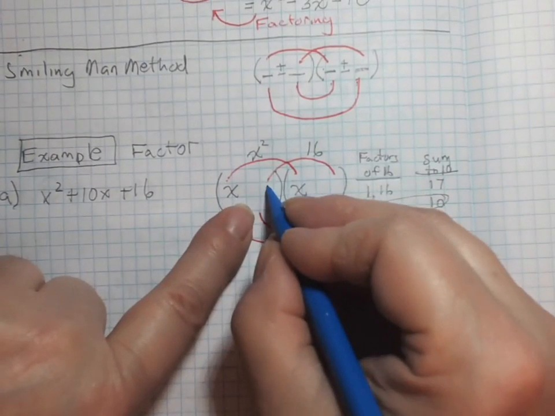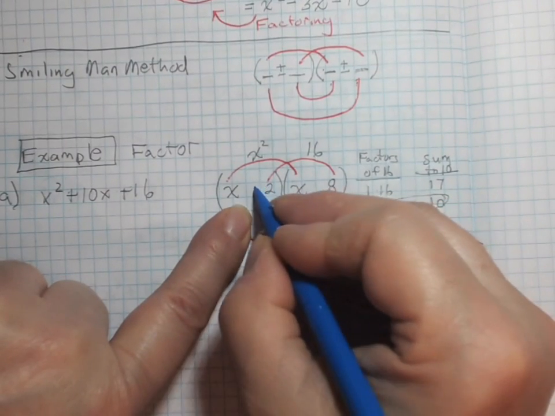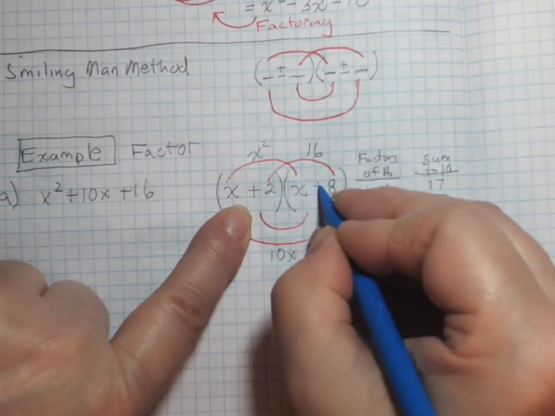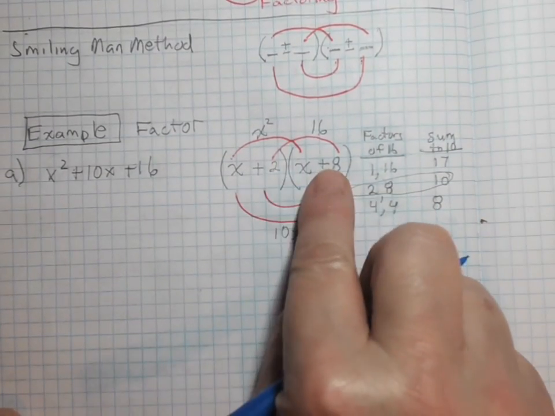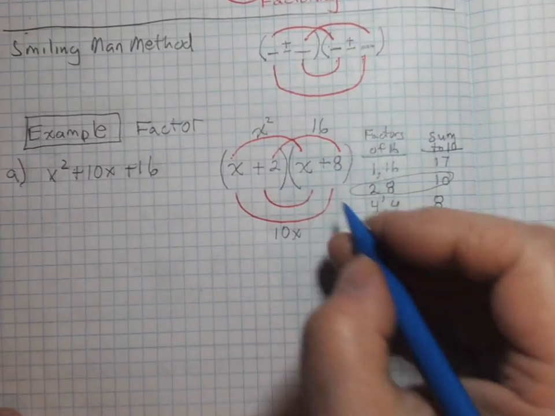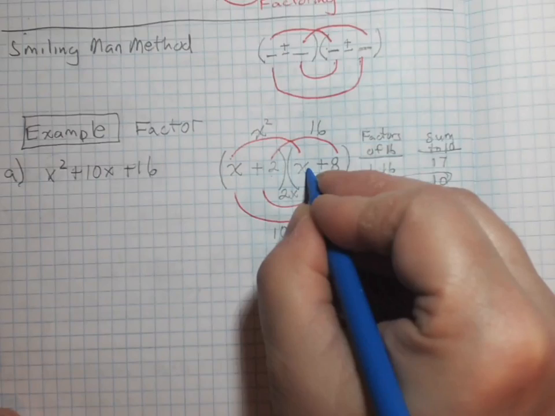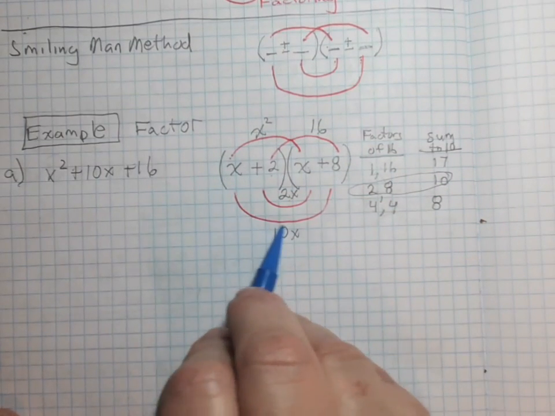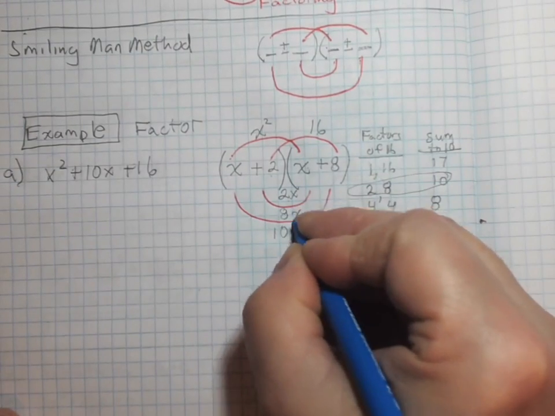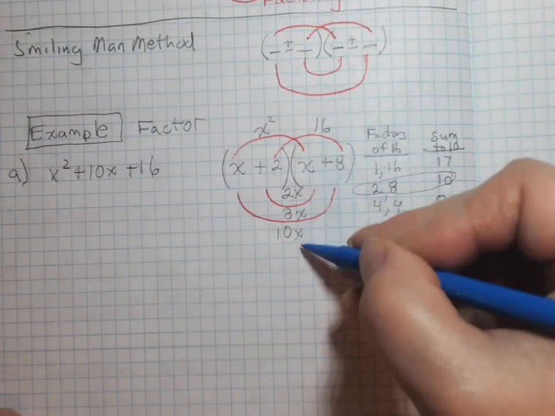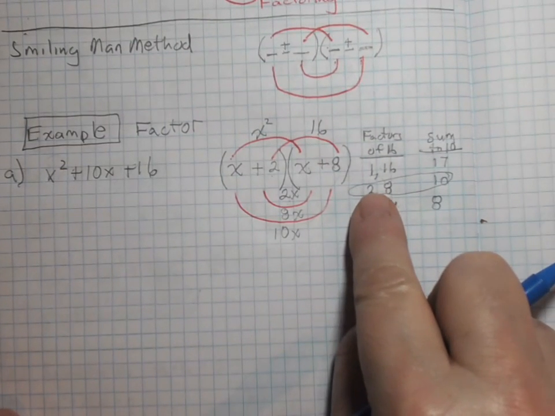So 16 is positive 2 times positive 8. Okay, I'm going to put that plus sign in there to indicate that. Remember, it's always a sum or a difference. We've got to choose a sign. All right, now let's get the inner terms. 2 times x goes here. Then we multiply the outer terms, 8 times x. And then we add those two like terms together. That gives us the 10x. That does work. So this is the right combination.